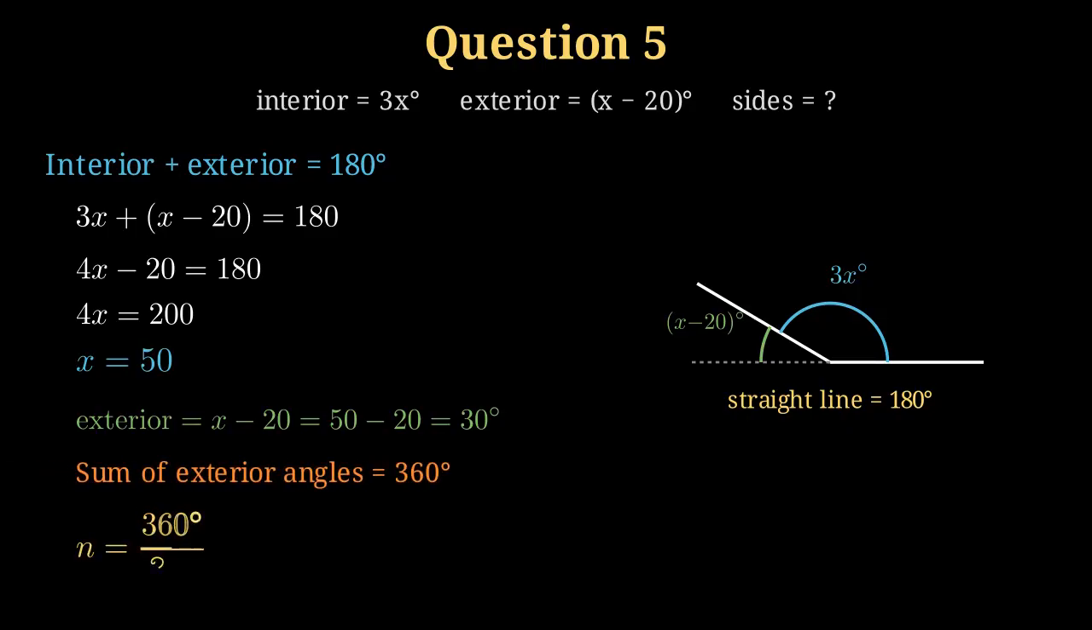Here's the last idea. The exterior angles of any polygon always add up to 360 degrees. Since each exterior angle here is 30, the number of sides is 360 divided by 30, which is 12. So the polygon has 12 sides.